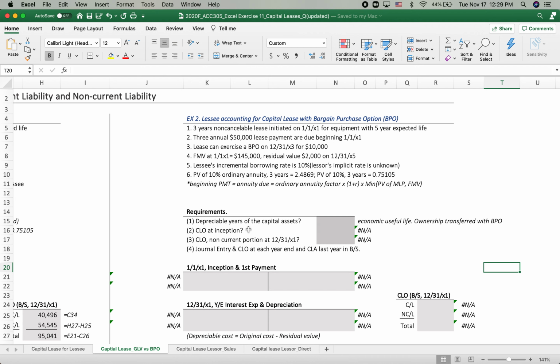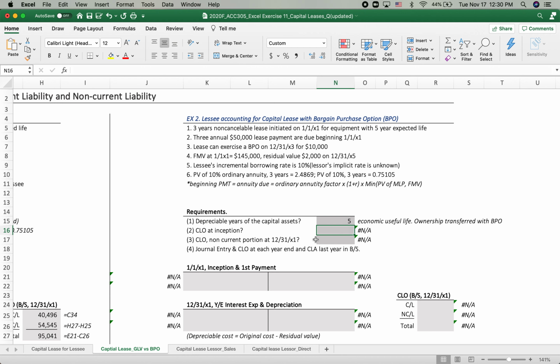Depreciable years of the capital lease asset. Okay, how many years are we going to use it? Because this has the bargain purchase option, the lessee will take the ownership at the end of the lease term. So we don't have to use the 3 years lease term to depreciate this capital lease asset. So we now use the 5 years. Next, the capital lease obligation at inception.